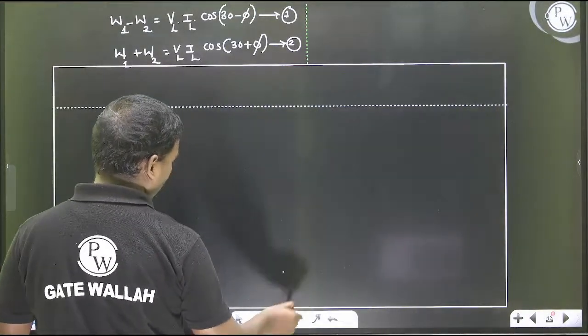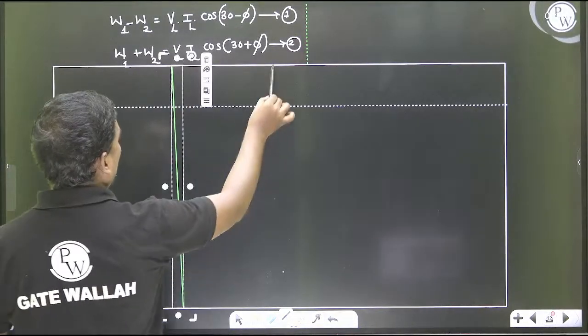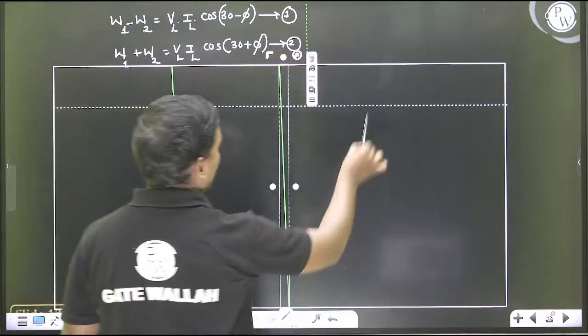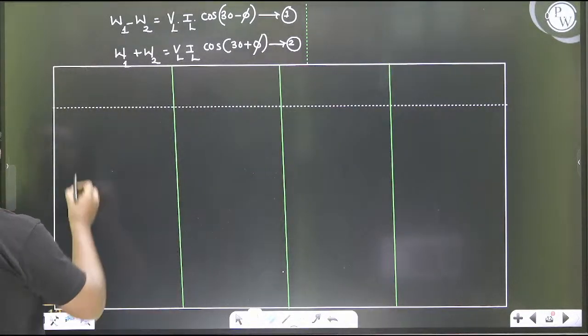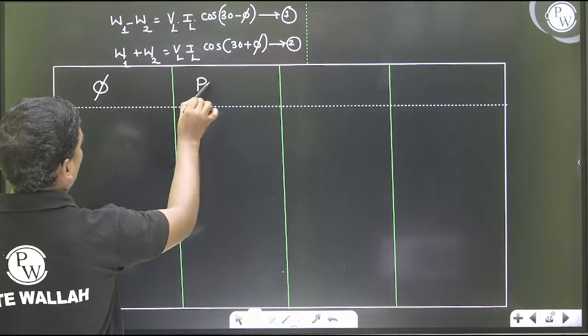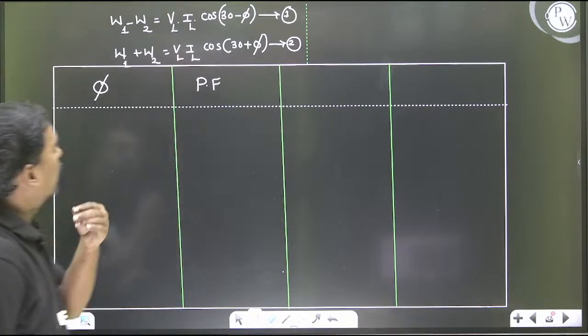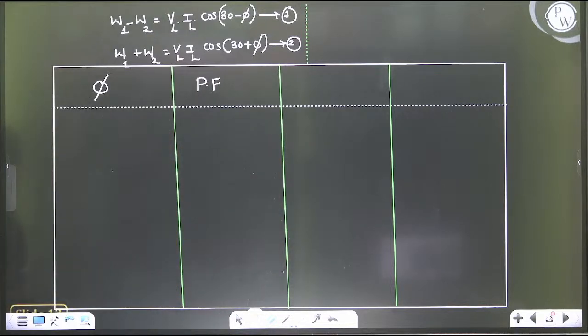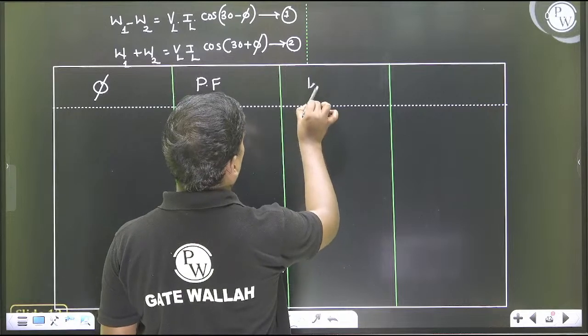So this is what we call the phi, power factor, and the applications and comments. Let us take this power factor value, let us take this phi value. Here the power factor, then the relations between W1 minus W2, you can write directly. So what can be the value of W1? What can be the value of W2?